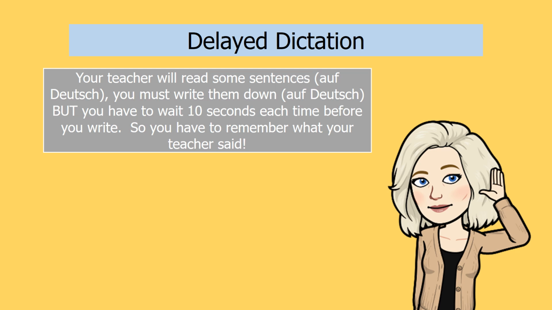And the last sentence. Meine Mutter sieht einen Liebesfilm. Meine Mutter sieht einen Liebesfilm.